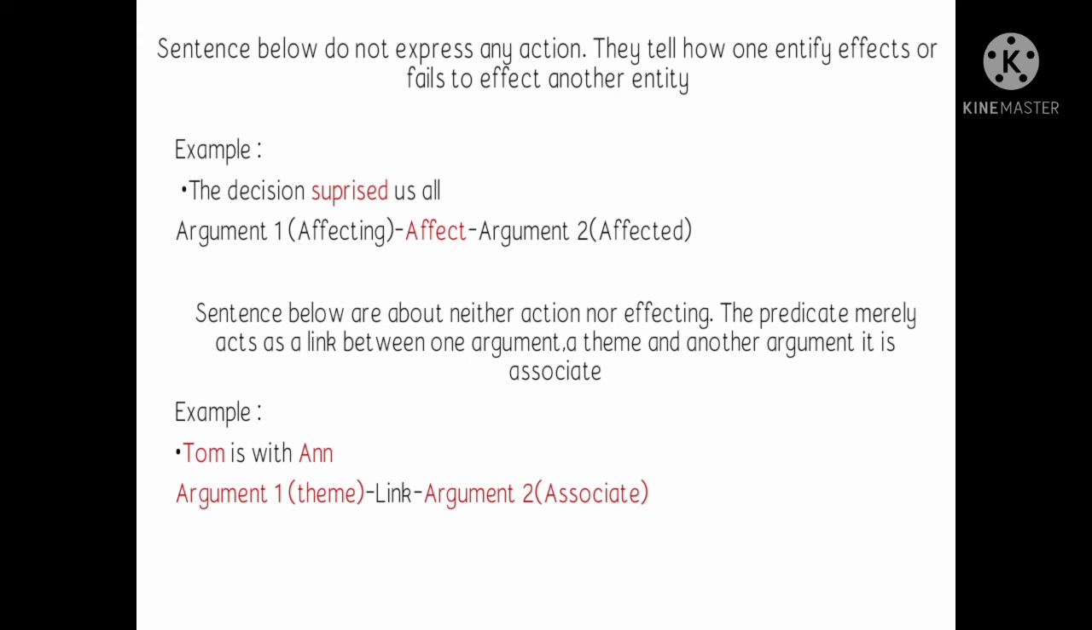Contohnya adalah Tom is with Anne. Tom sebagai argumen 1 atau theme. Is sebagai link atau penghubung. Dan Anne sebagai argumen 2 atau associate. Is with sebagai link, penghubung antara Tom dan Anne.